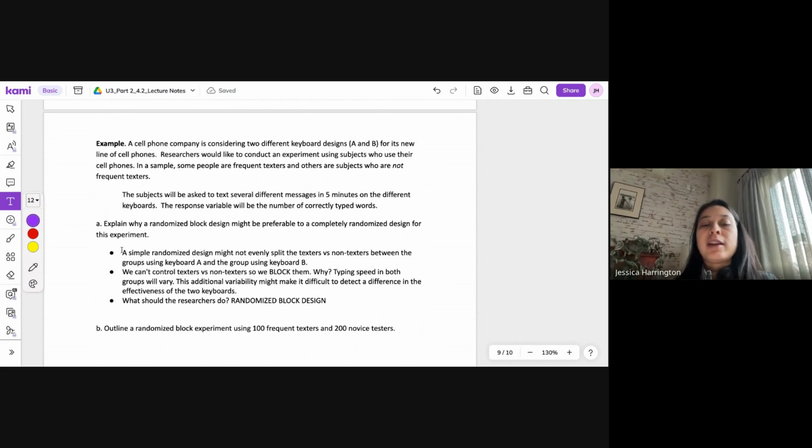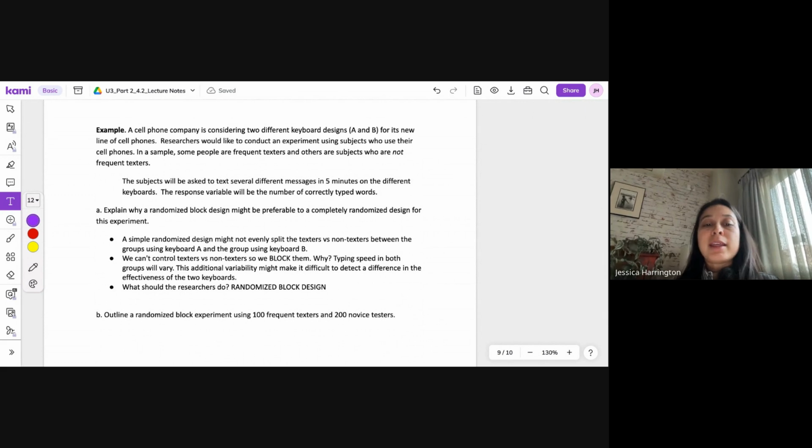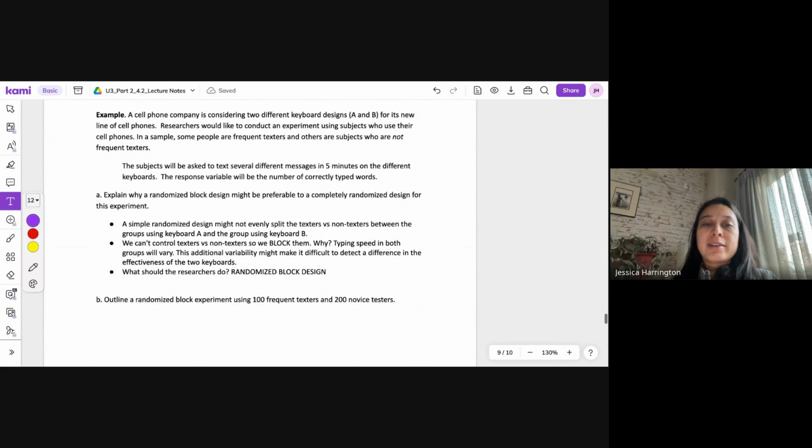So this question had a lot to write, so I went ahead and typed it for you, right? So why? Because a simple randomized design might not evenly split texters versus non-texters. You may have a situation where everyone who does frequent texting, is really good at texting, gets keyboard A, and then the slow texters get keyboard B, and then it seems like keyboard A is better when that's not true, right? So that's why you block them to account for that variability of typing speed. So they are going to do a randomized block design.